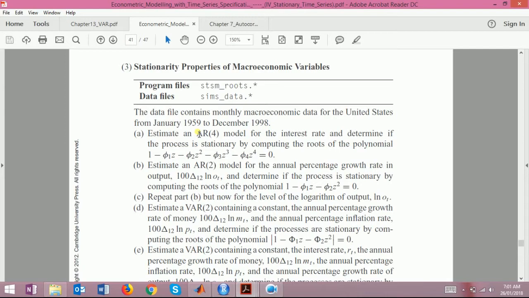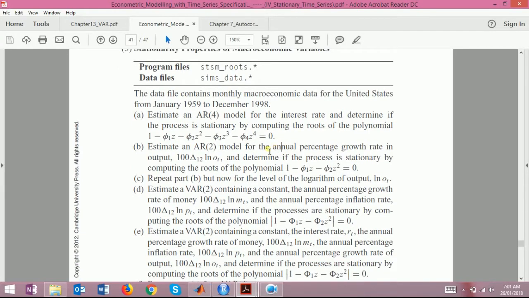Estimate an AR4 model for the interest rate and determine if the process is stationary by computing the roots of the polynomial. You can use the roots function or the poly eigen function. We already know roots should be greater than 1 for the process to be stationary, or the eigenvalues should be less than 1, or the determinant of phi 1 should be less than 1, to not have a unit root.